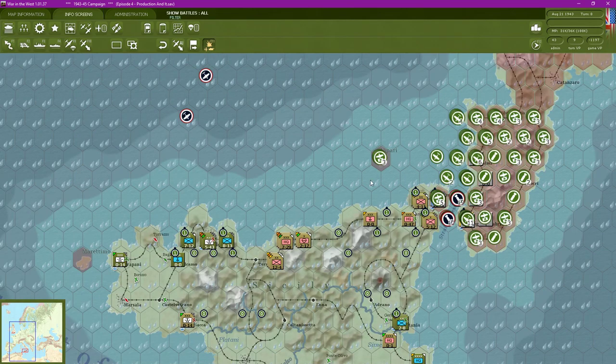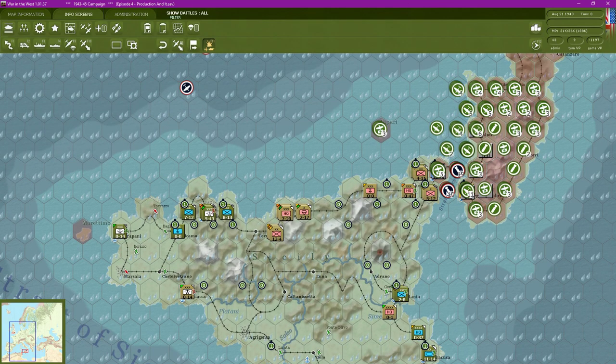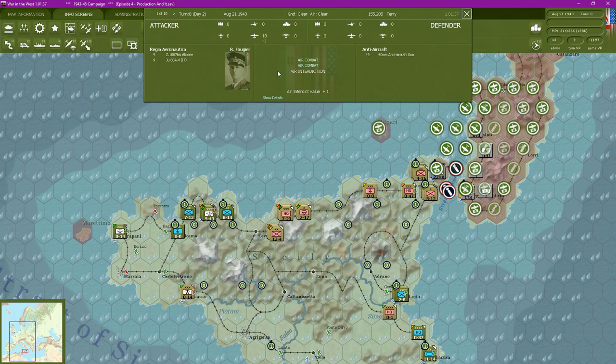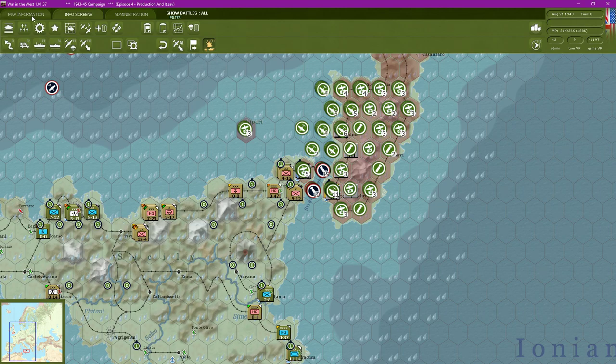Let's see. Battle sites. Area was observed. Indeed, that's been scouted. So you can see here that we had a lot of air interdiction and a lot of air combat. Air interdiction value increases by 14. Indeed. So you can see they do have a number of forces in this area. It's interesting to see that the attacker is the Luftwaffe. So in the area we only had 49 40mm AA guns, which isn't much.